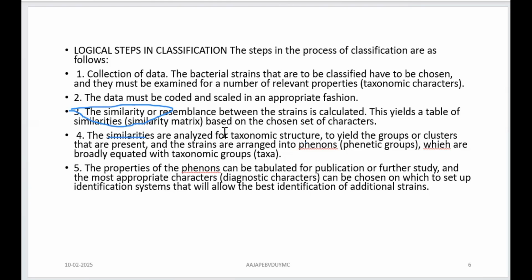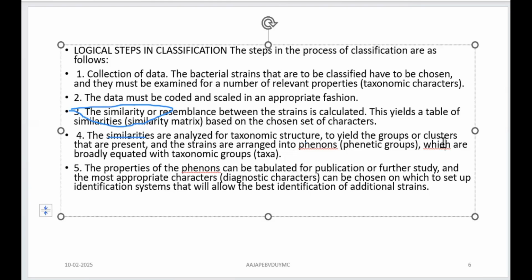The similarities are analyzed for taxonomic structures, and that would help you to group the organisms into clusters. Right? So the strains are arranged into phenons, that is phenetic groups. Then you have species, then you have genus. That is how we go, right? So this is what is broadly evaluated with taxonomic groups, which are called taxa. The properties of phenons can be tabulated.